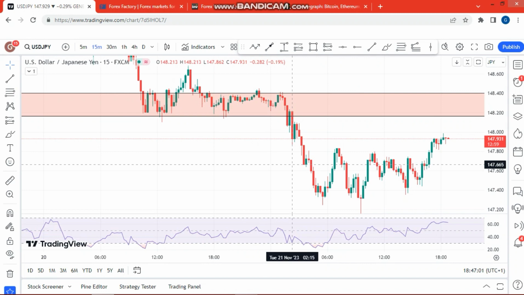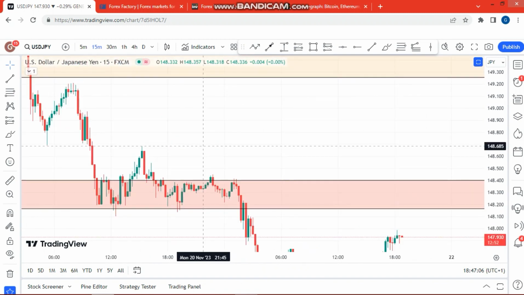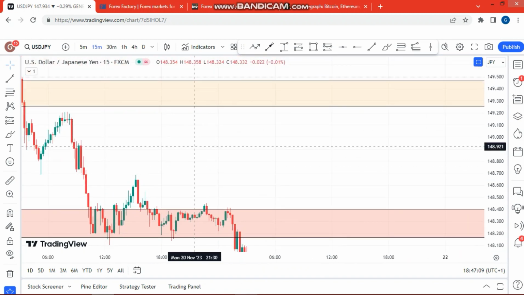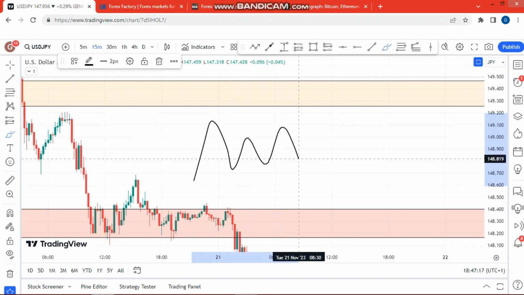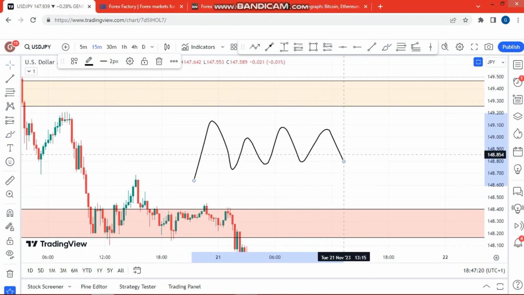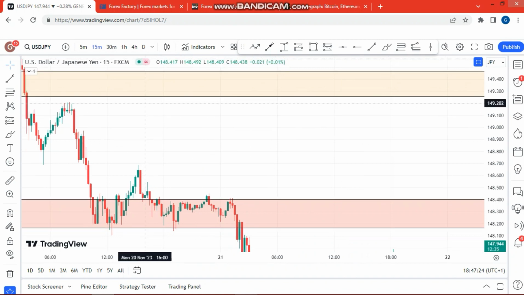Now, what everyone wants to know is, first of all, if you want to use this strategy, you don't use it in a ranging market. You don't use it when the market is just ranging like this, or the market is choppy. You use this strategy in a trend. Make sure that there is a trend.